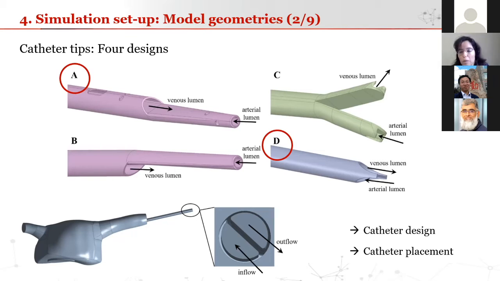So using these geometries, we studied 2 different things. First, we focused on studying the performance of different designs. And then we also decided to look into how different placements of the tip in the right atrium have an impact on their performance. So for A and D, we placed them in different positions just to see if their performance was similar or if there were changes.